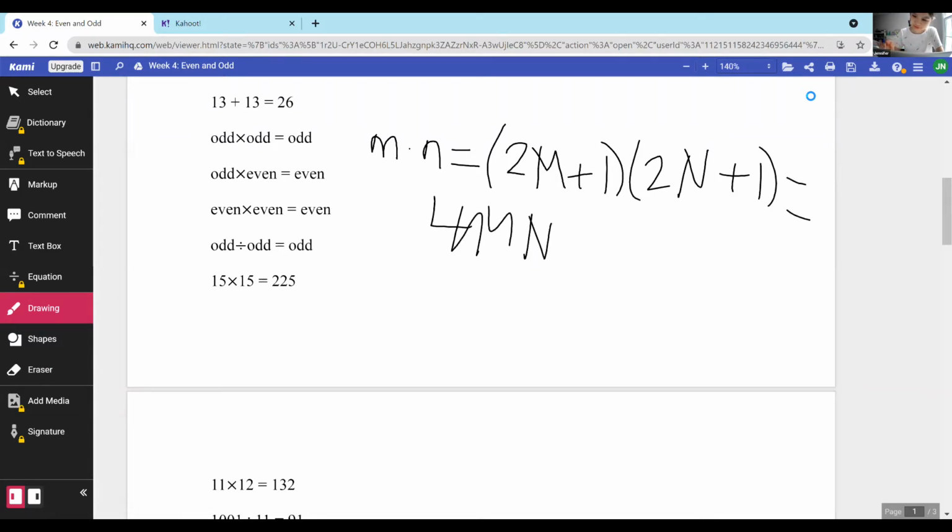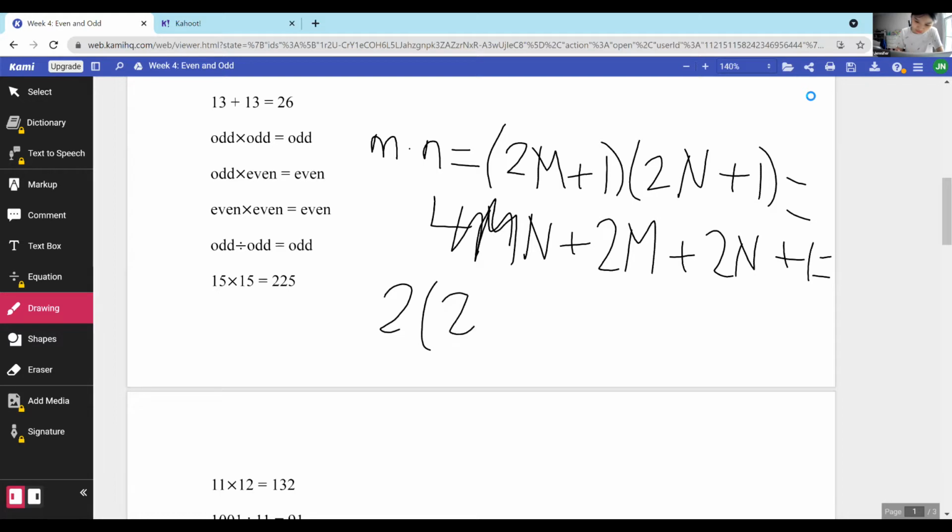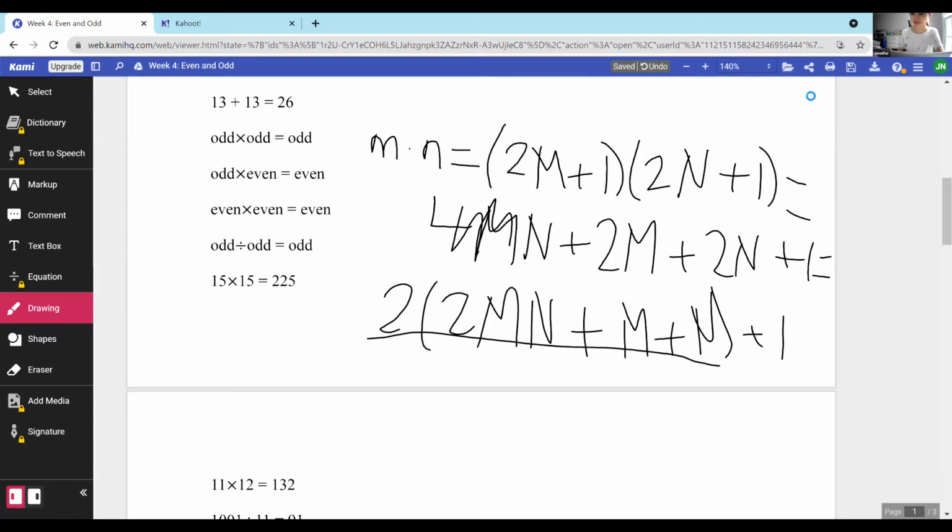equaling 4mn plus 2m plus 2n plus 1, which equals 2 times (2mn plus m plus n) plus 1. You know this part is even, then it's plus 1, which makes it odd. For example, 15 times 15 is equal to 225.